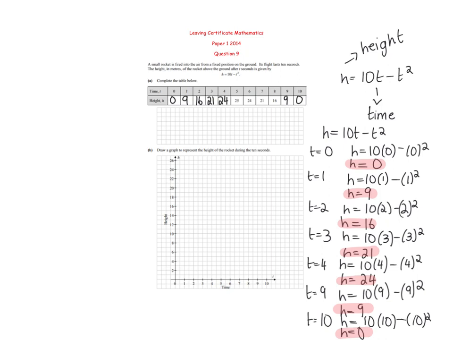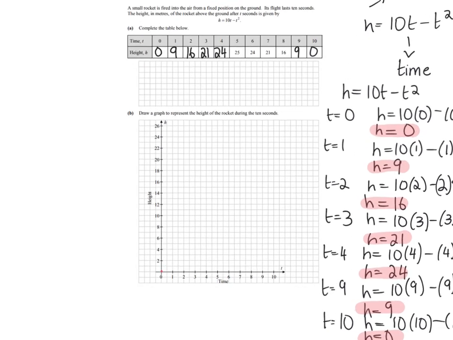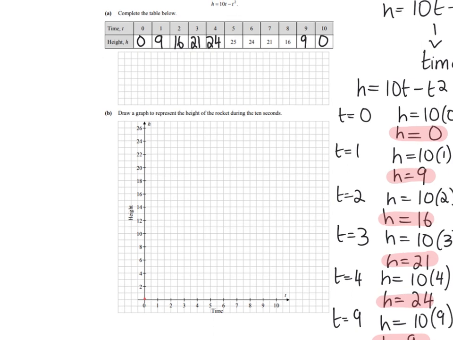Part B then says, draw a graph to represent the height of the rocket during the first 10 seconds. Again, take your red pen and you can put in the dots using your red pen. I'm going to zoom in a little bit to make it a little bit easier. So when time is 0, height is 0. When time is 1, height is 9. When time is 2, the height is 16. Time is 3, the height is 21. When time is 4, the height is 24. When time is 5, the height is 25.